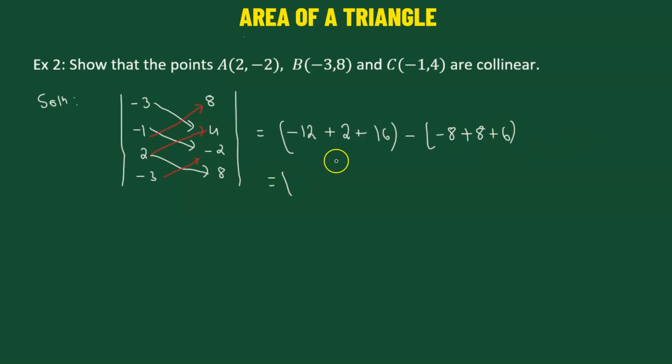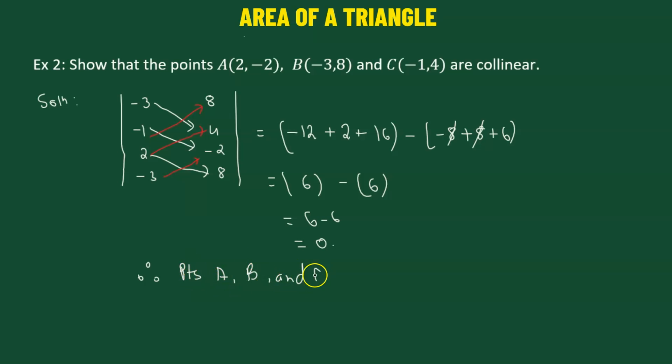So we have -12 plus 2, that's -10. -10 added to +16 makes it +6. Minus, we have -8 and +8 cancelling out, we have 6. So we are finally getting 6 minus 6, which equals 0. So we have successfully shown that these 3 points, A, B, and C, are going to be collinear. Let's move on to the next problem.